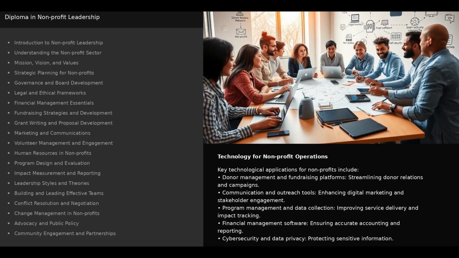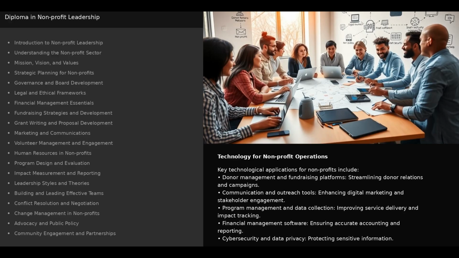Key technological applications for nonprofits include donor management and fundraising platforms, streamlining donor relations and campaigns, communication and outreach tools, enhancing digital marketing and stakeholder engagement, program management and data collection, improving service delivery and impact tracking, financial management software, ensuring accurate accounting and reporting, cybersecurity and data privacy, protecting sensitive information.